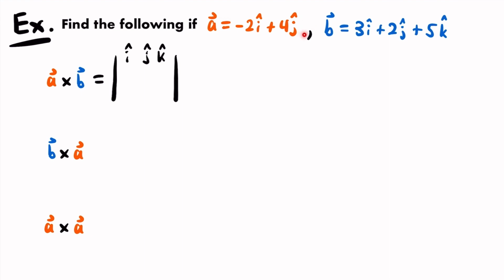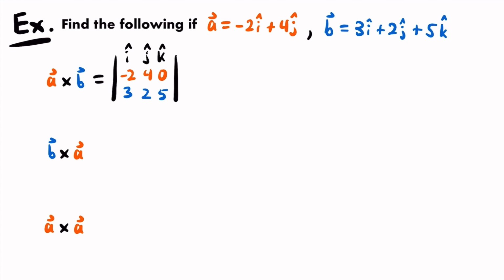And the components of vector A are negative 2, 4, and then 0. Right? Since there's no k term, we can just assume that the z component is 0. So we'll have negative 2, 4, and 0. And then for vector B, we have 3, 2, and 5. So I'll write 3, 2, and 5.